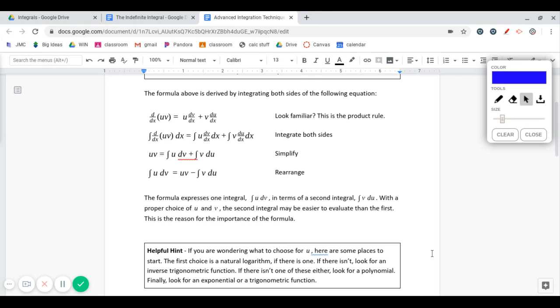So that's kind of the gist, where it comes from. So watch the next videos to work through some examples of using integration by parts to integrate two functions that are multiplied together.